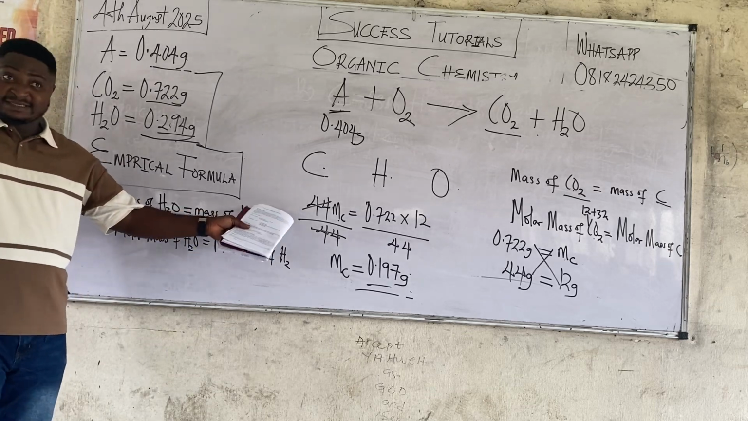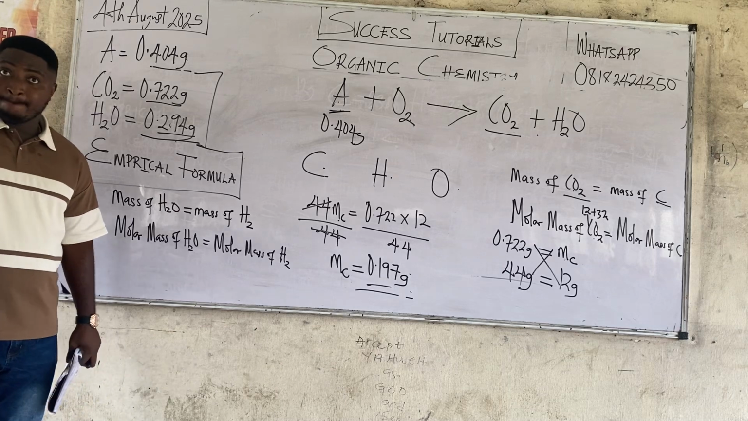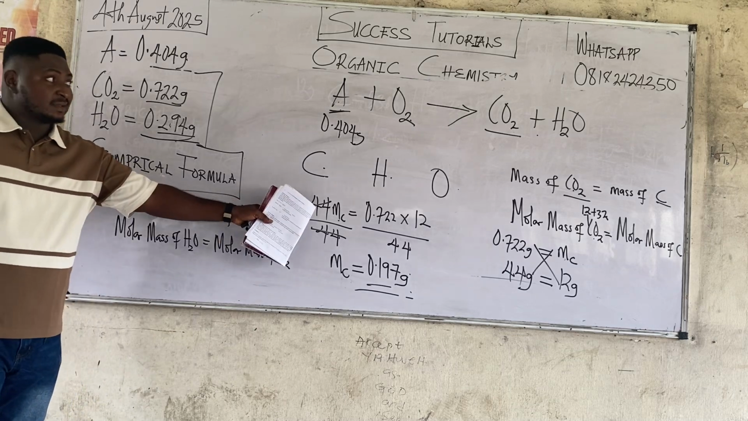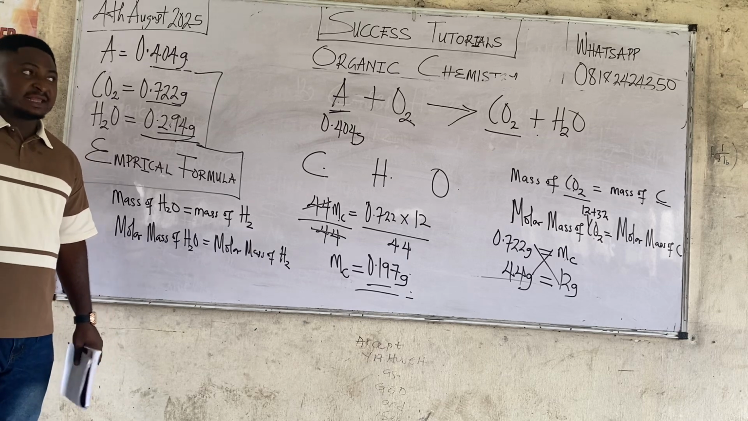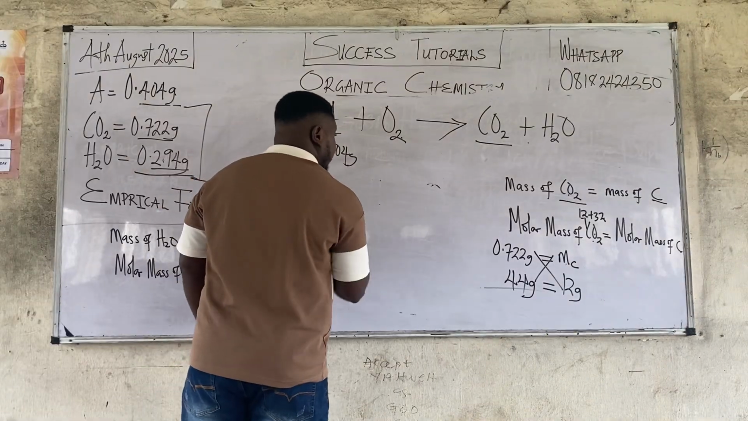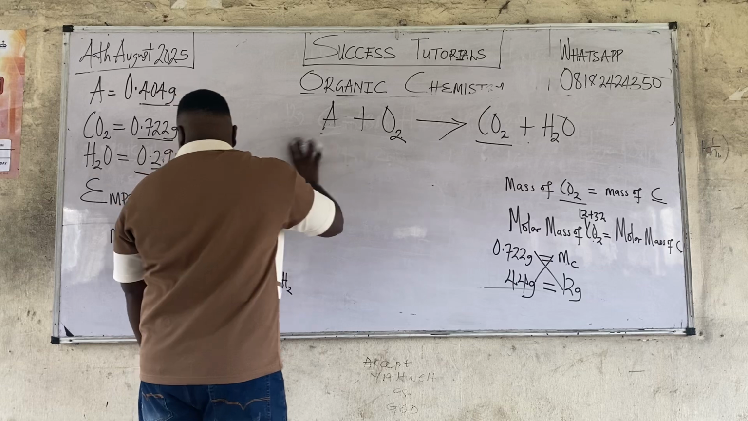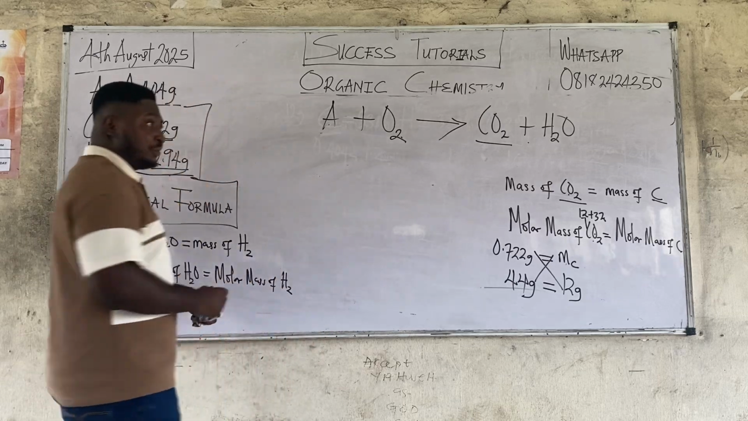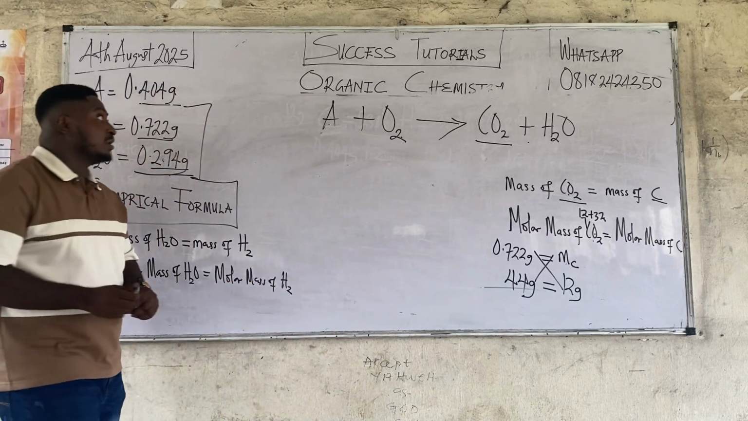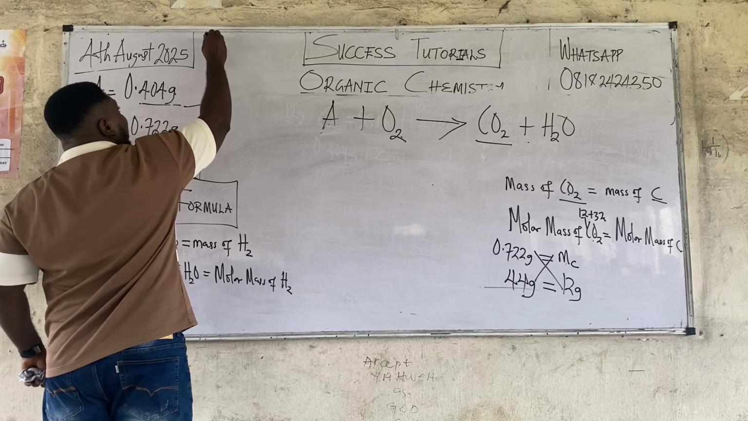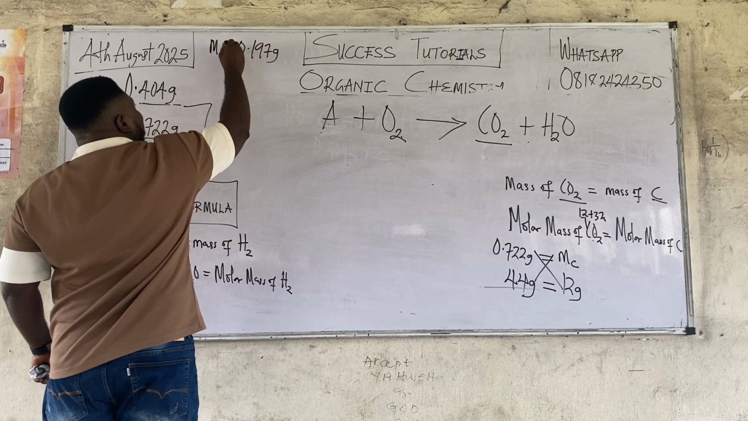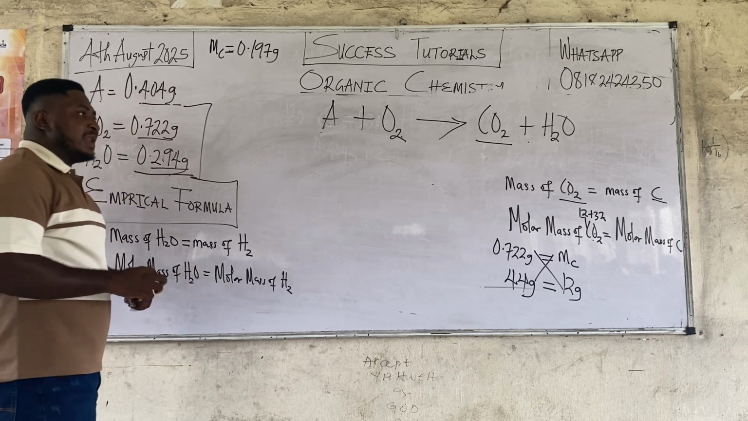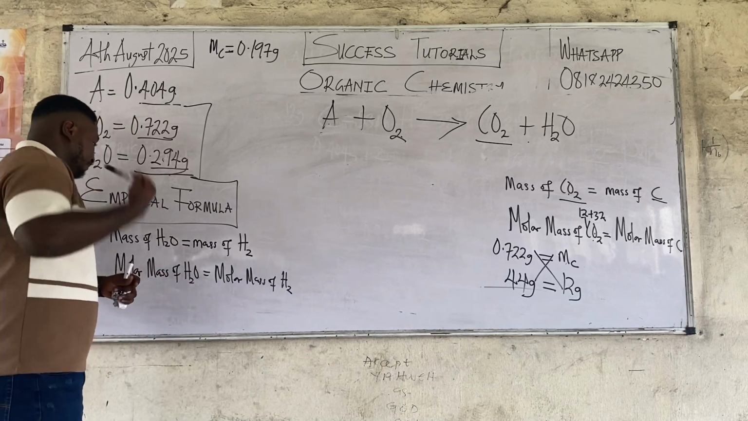Since we are still writing this, are we done? Can I clear this part? Yes or no, please? Okay, so let us now do the same thing for hydrogen. We've gotten the mass of carbon. Let's put our mass of carbon somewhere. What did we get as the mass of carbon again? 0.197. Class, is that correct?